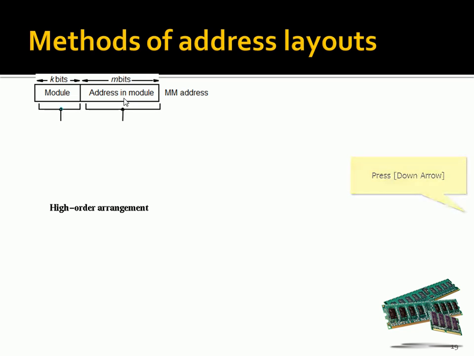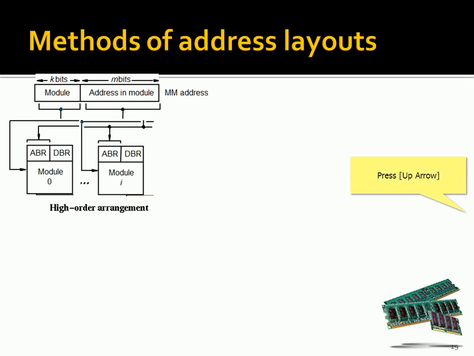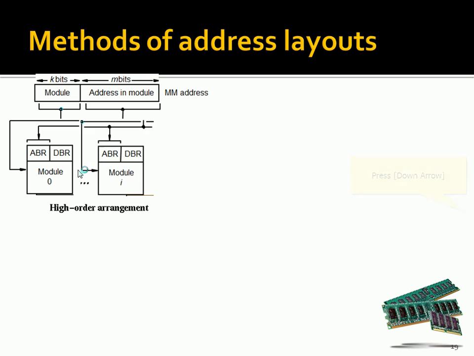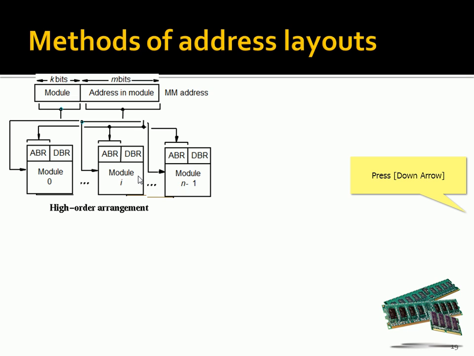Each module will have what we call an address buffer register and a data buffer register. This is module 0, the first module, connected to this one. Similarly, there is a second module, and n modules will be there, so n minus 1 modules in total. Each module has its own buffer registers, either address or data buffer registers.